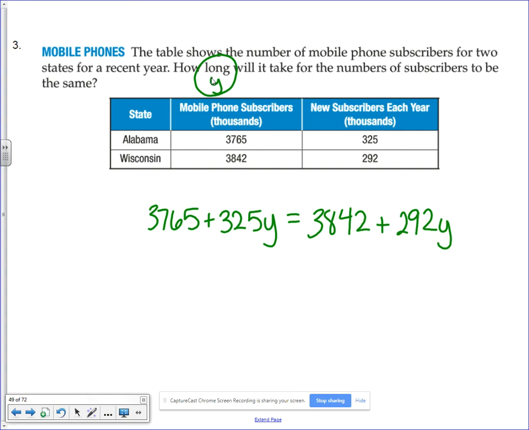When I solve it, I get that Y is approximately 2.3 repeating. So how long will it take? It will take them about 2 1/3 years for this to happen.